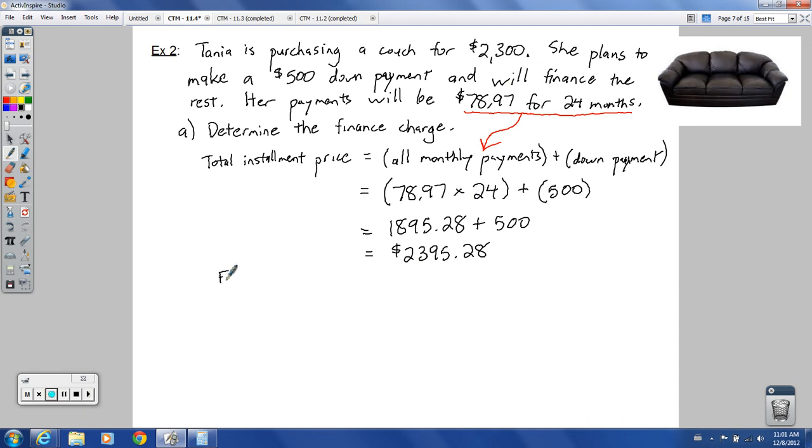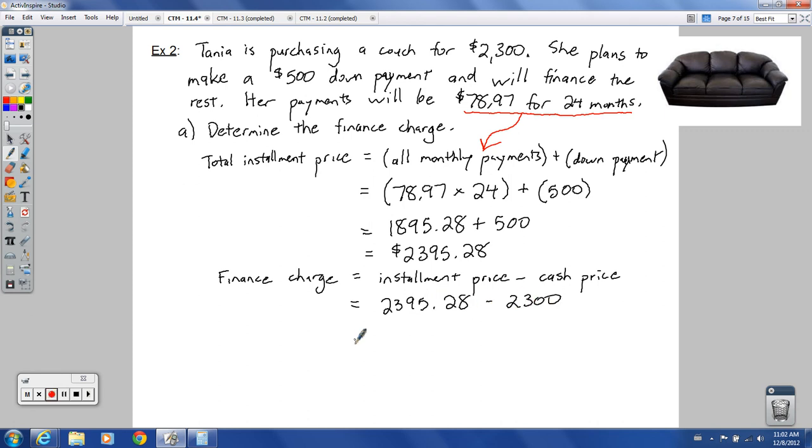So the finance charge is going to equal your installment price minus the cash price. So the amount you borrowed, or what you have to pay back, plus your down payment here is $2,395.28, minus the $2,300 gets you that $95.28 finance charge. So that is it for part A.